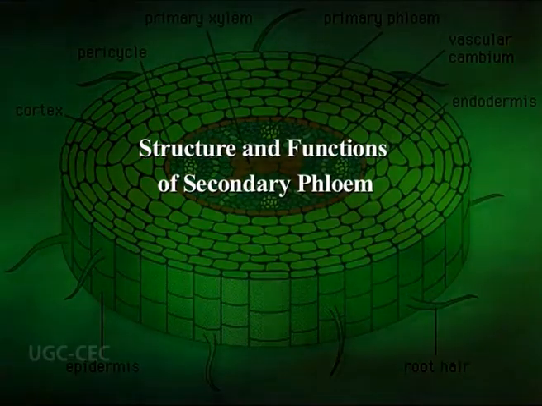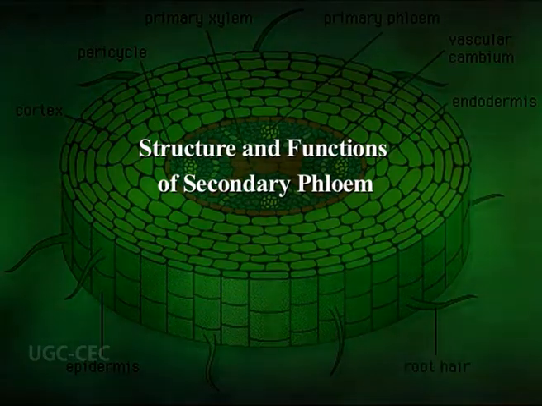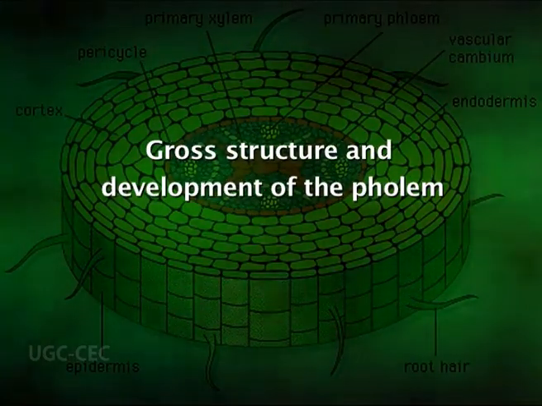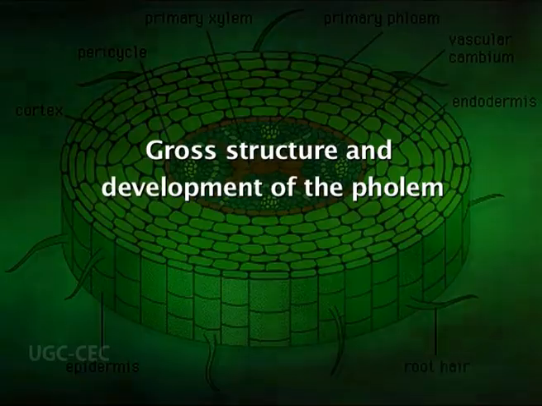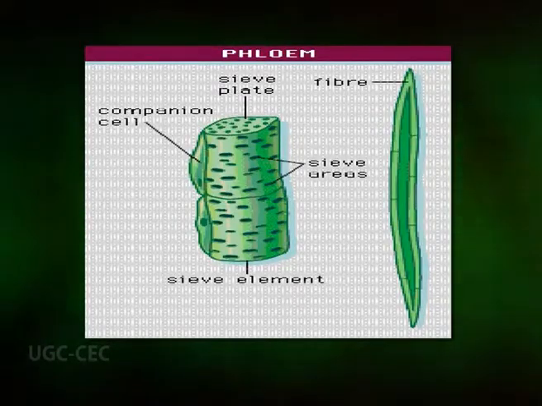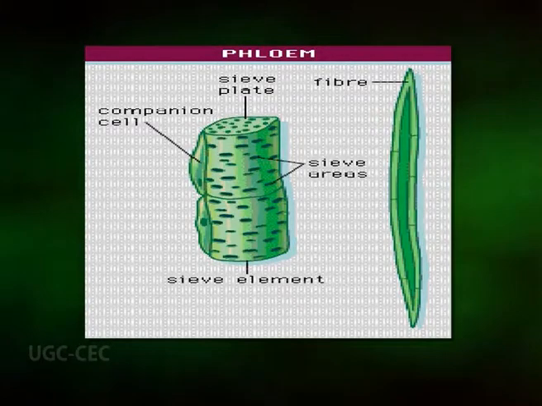Today we are here to discuss structure and functions of secondary phloem. First, the gross structure and development of the phloem. Phloem is a complex conducting tissue of vascular plants.